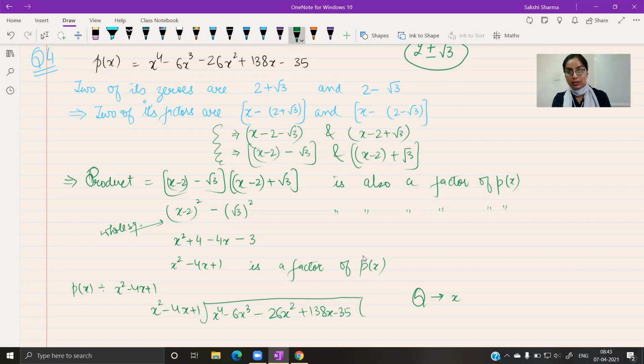Division we know how to do. Anyone who could not understand how we made the factors, how we found out their product? This was the part which is a little different from the type we've already done.